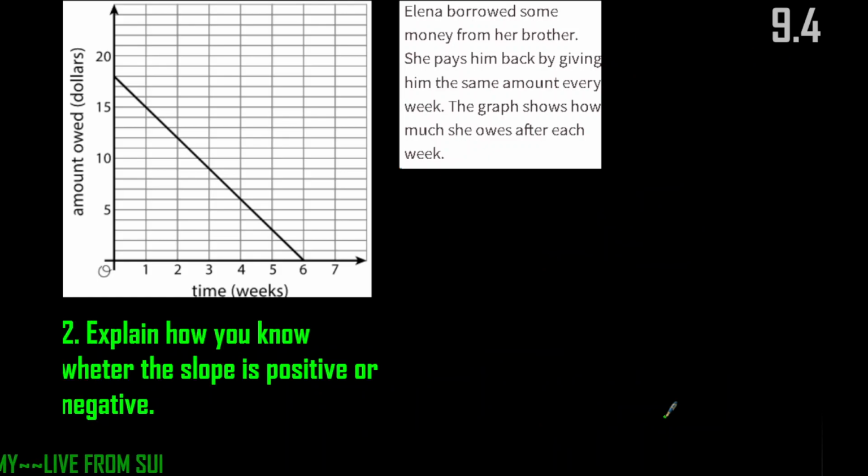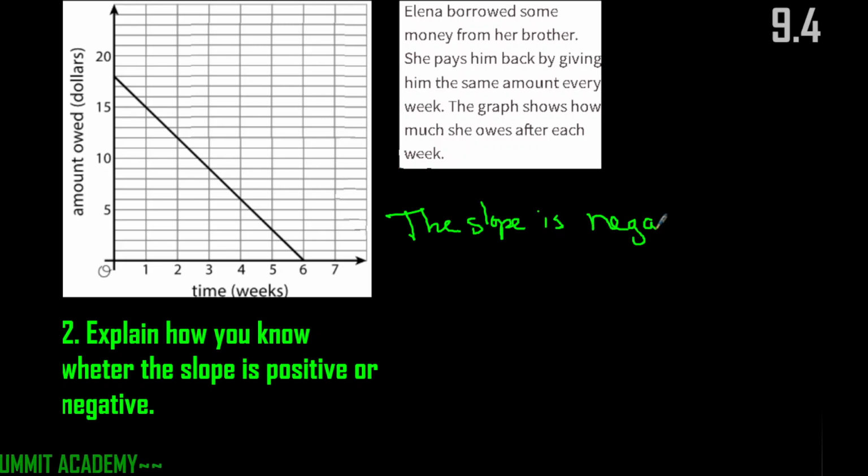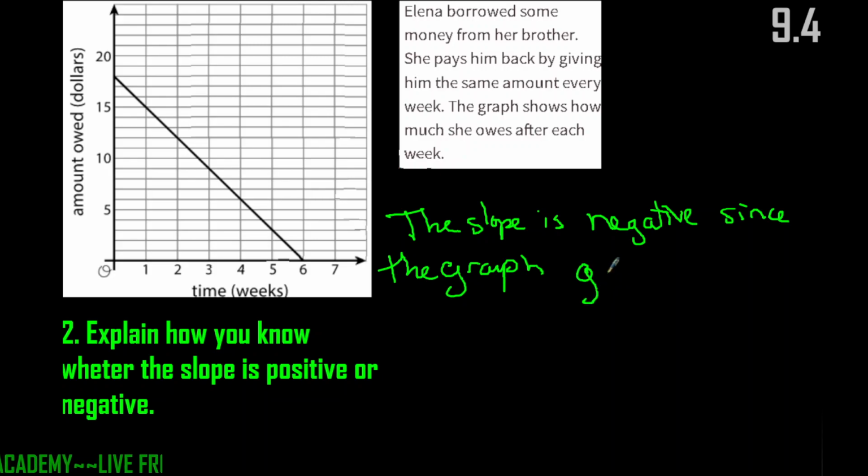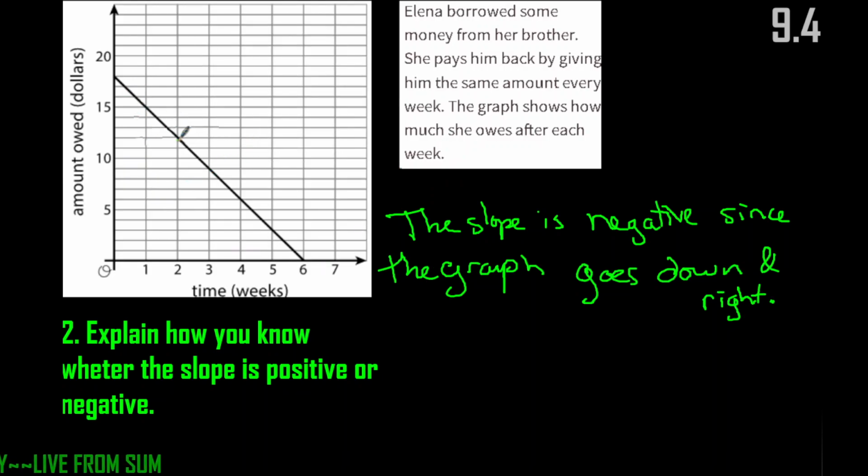So with number 2, it's explained how you know whether slope is positive or negative. Well, we said our slope is negative, so let me write that. I said the slope is negative since the graph goes down and right. If it went up and to the right, it would look kind of like this. However, since our graph is going down and to the right, we know it's going to be a negative slope.